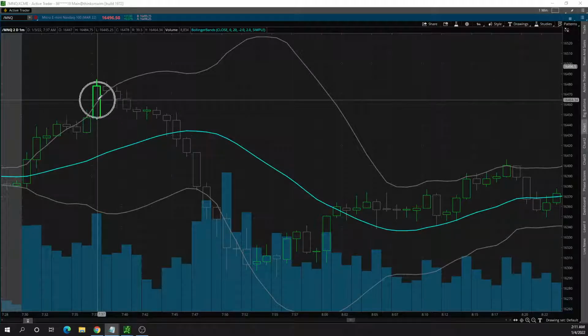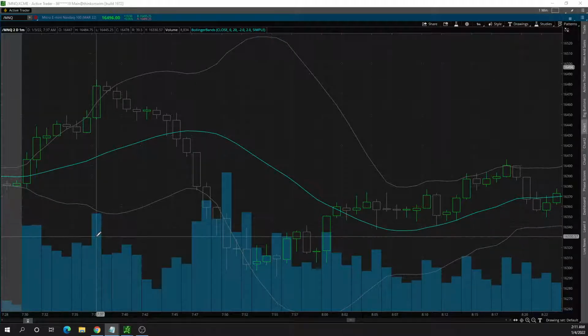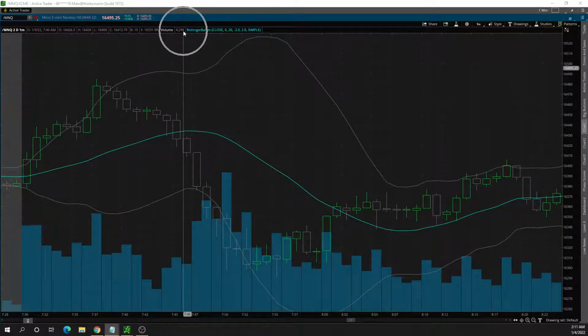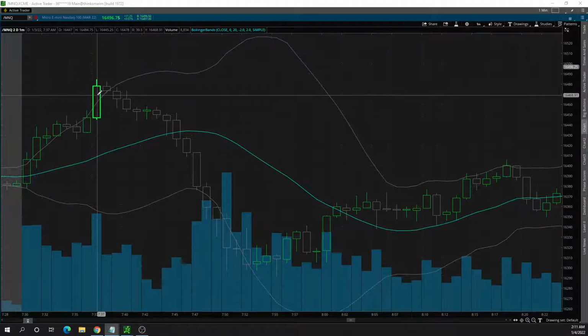Volume on this candle is denoted by this blue bar here. It's very hard to see. Volume is right in here. When I hover over this candle, you can see the volume. That volume is 8,834. If you can't see it on my chart, pull it up on your own.